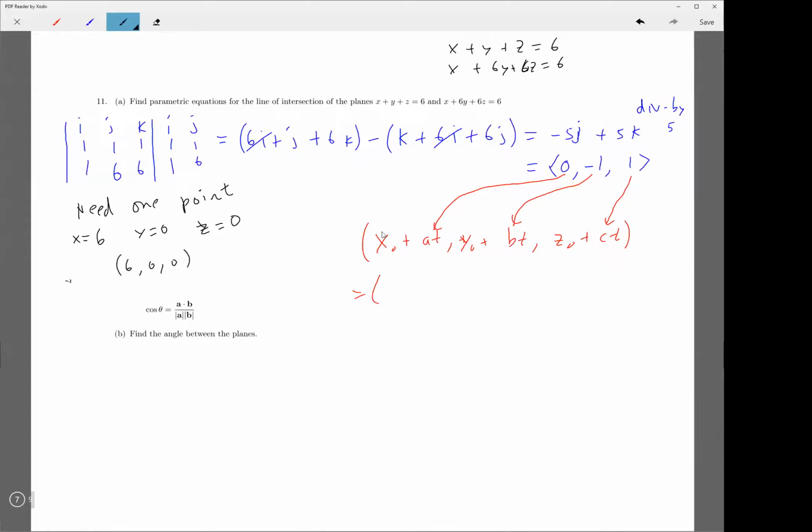And so I'm going to just plug in a 6 here, and that's 0, so it's just going to be 6. And then this is going to be 0, so we just have negative t. So b becomes -1, and then that's going to be 0, so then I have t. Okay, so let's try that. 6, negative t, t.